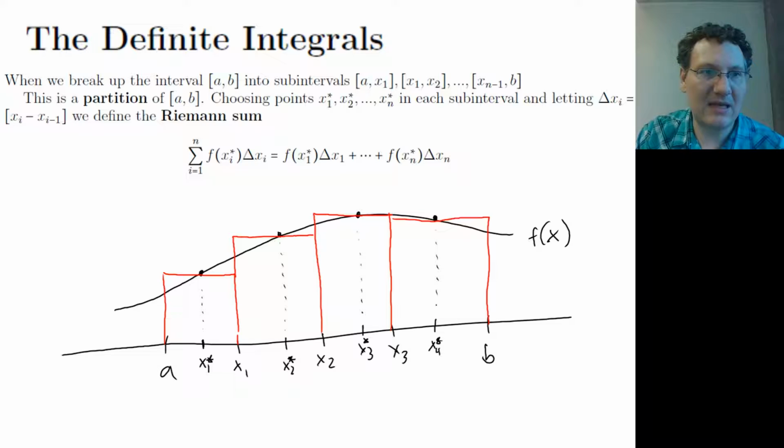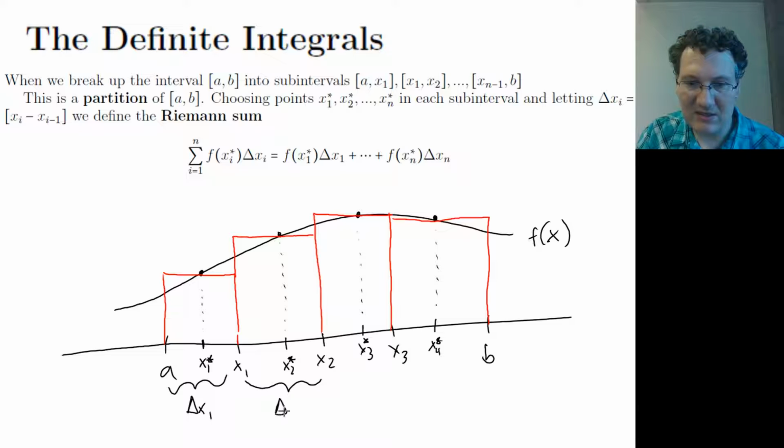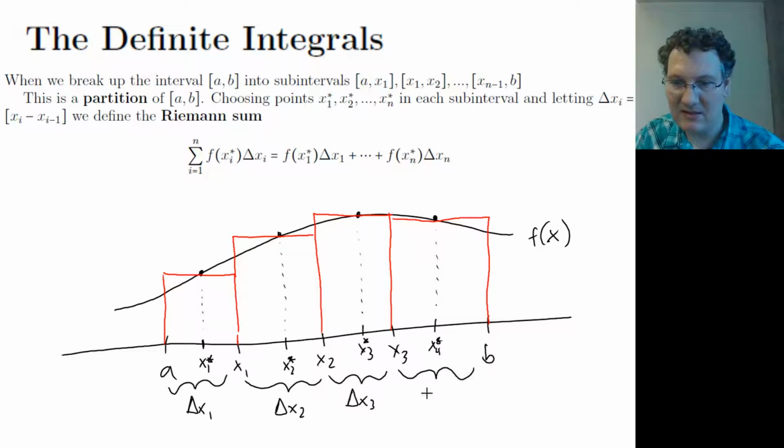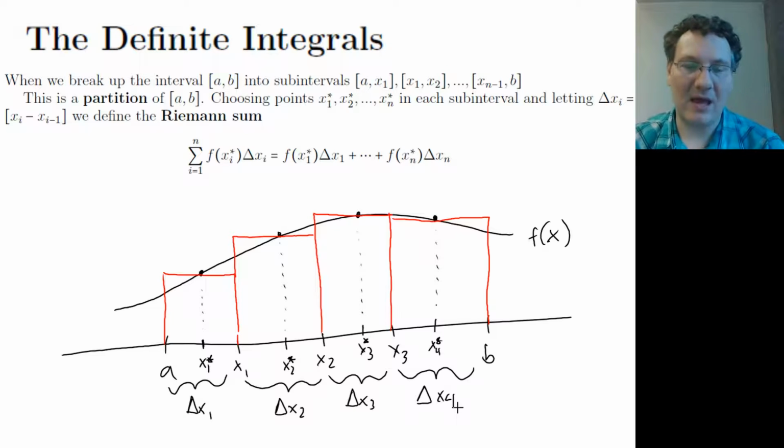When we say delta xi, that's the change. This is delta x1, this distance is delta x2, this is the distance delta x3, and this is the distance delta x4. So you calculate the area of each of these rectangles. The height is the function evaluated at xi star, and the width is delta xi. You add up all of those products, and that's the Riemann sum.